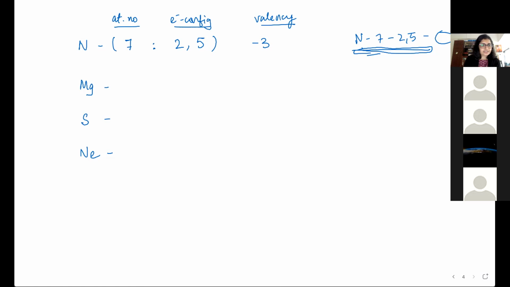Ashka, neon is done, correct. Sujal, for sulfur, the atomic number is correct, but check the electronic configuration. Your addition is wrong. Oh, okay. Yeah. It should be 6. So on that basis, just send me its valency. The other 2 you have sent are fine.